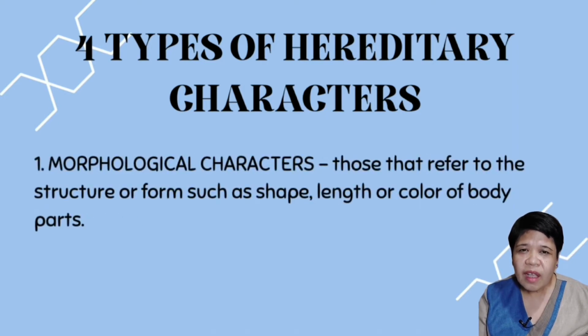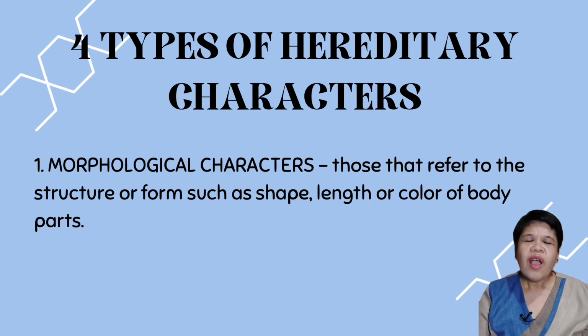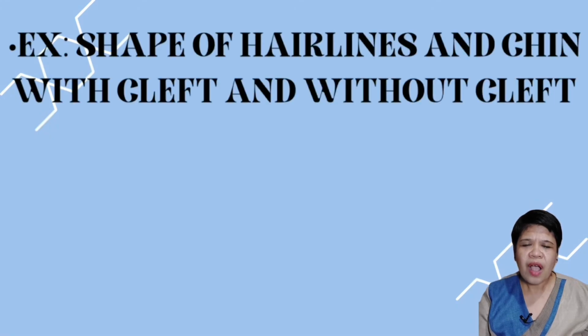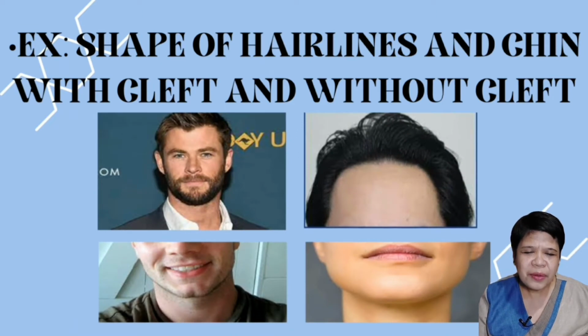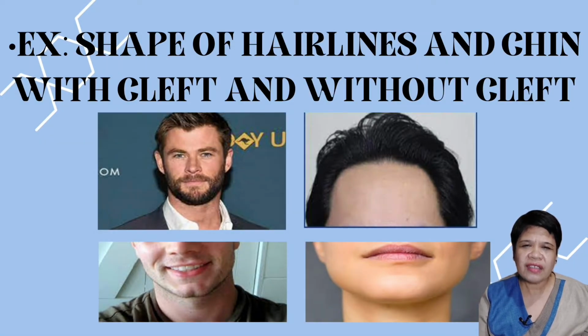Yes? Correct. Number 1 is morphological characters. What are morphological characters? They refer to the structure or form, such as the shape, length, and color of body parts. Now, look at the slides. I have here some examples of the shape of hairlines. What have you noticed about the 2 pictures? Very good. The left picture has a widow's peak hairline, while the other has a straight hairline.